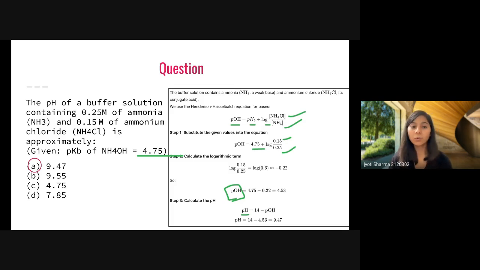9.47. So what you have understood till now is molarity, normality, pH, pOH, then the equilibrium constant for acid, the equilibrium constant for base, and based on those constants and pH and pOH, how we can calculate the pH of the buffer solution. This is what we have learned till now.